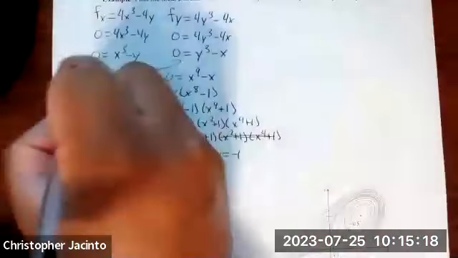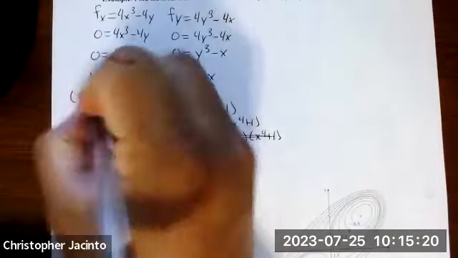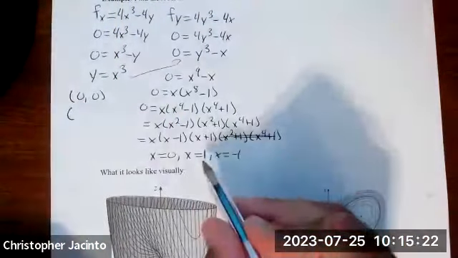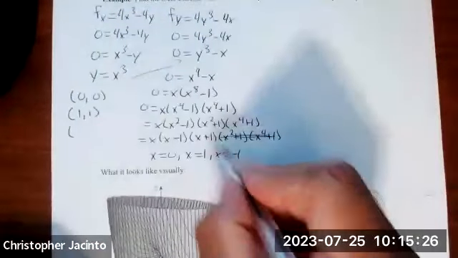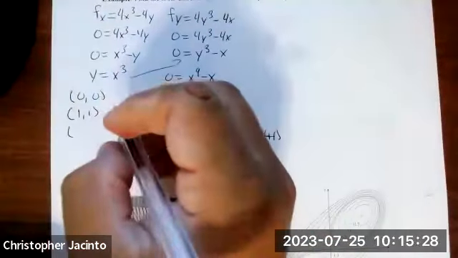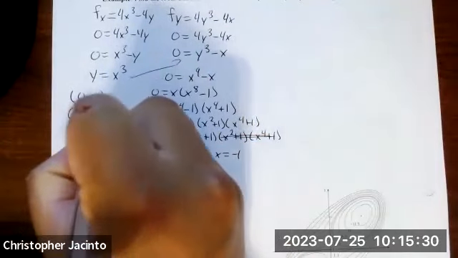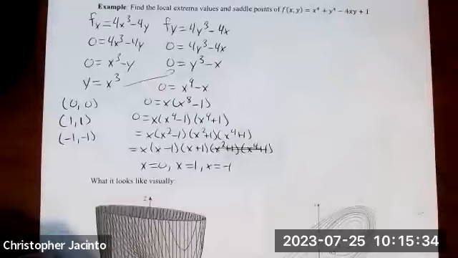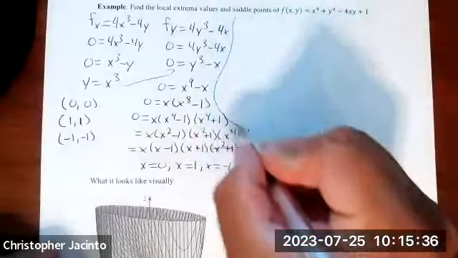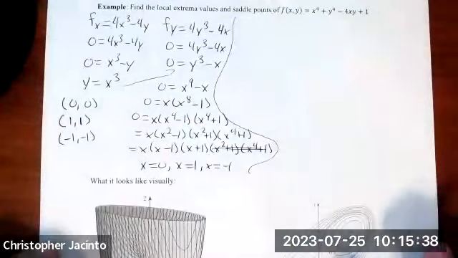So if x is 0, y must be 0. If x is 1, y is 1. And if x is -1, well, -1 to the third power still gives you -1. So there we go. Those are 3 points we could figure out. Okay, so hopefully it wasn't as bad as you may seem then.